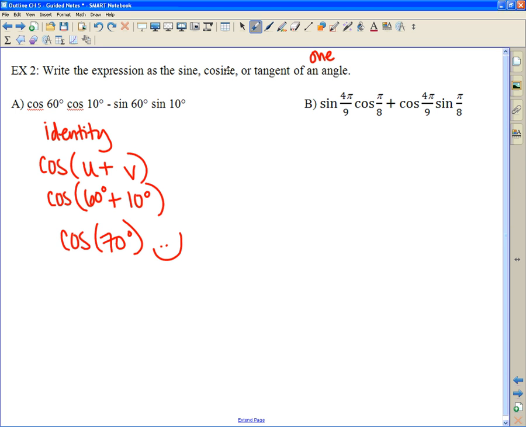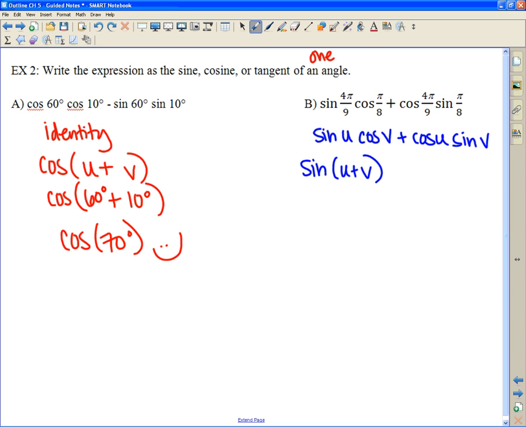Okay, last problem for today. Looking at this, I'm looking for a pattern. You guys, these patterns have to jump out at you while we're in this chapter. You see a sum. And you see sines and cosines. So I hope you recognize this as the sine of u cosine v plus cosine u sine v. And that would be a sum of sines. The sine of u plus v.